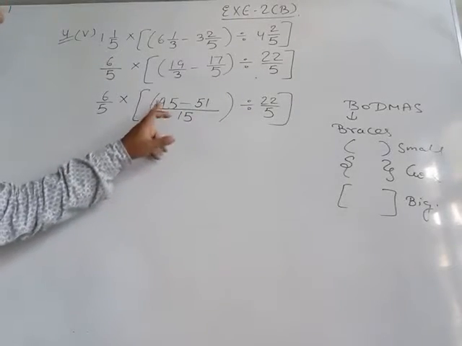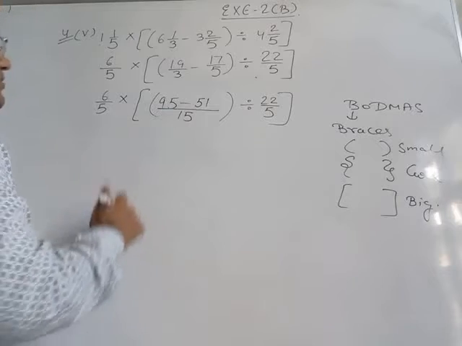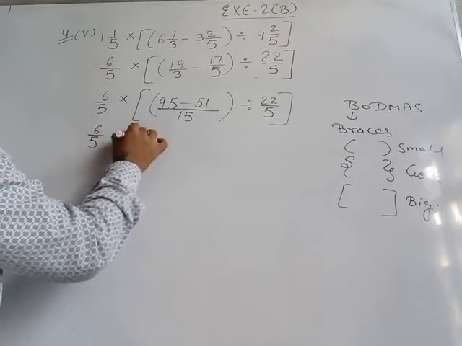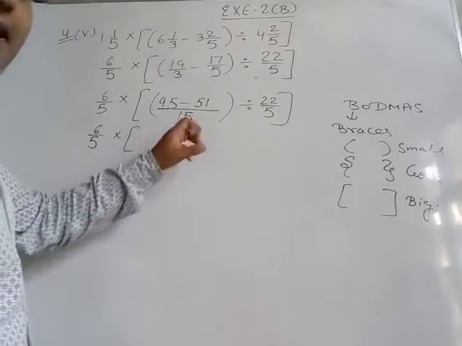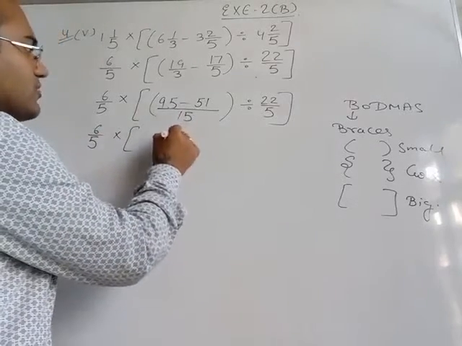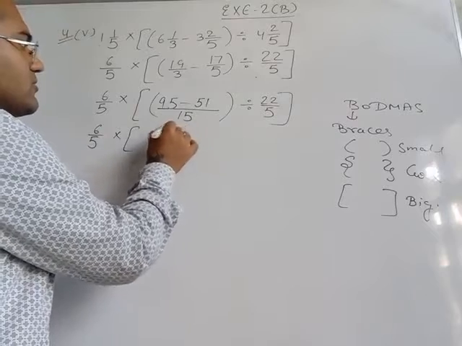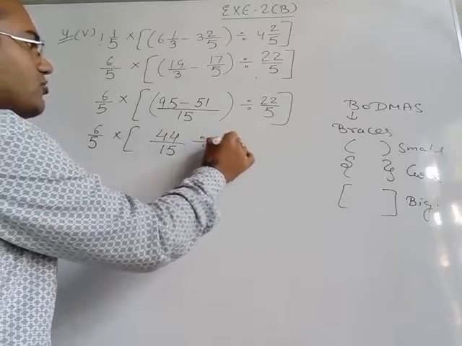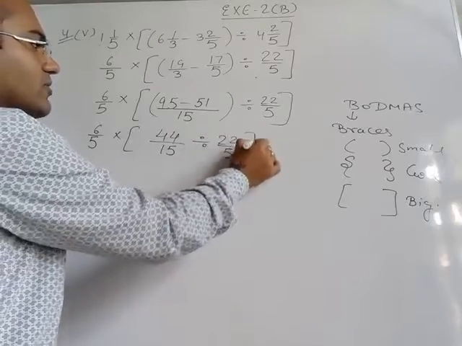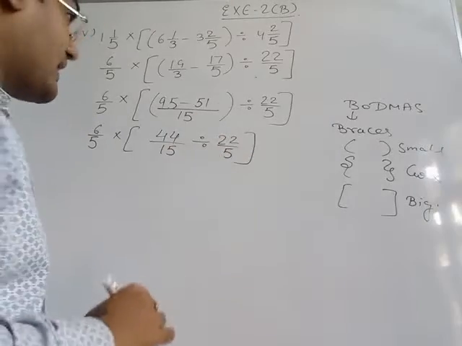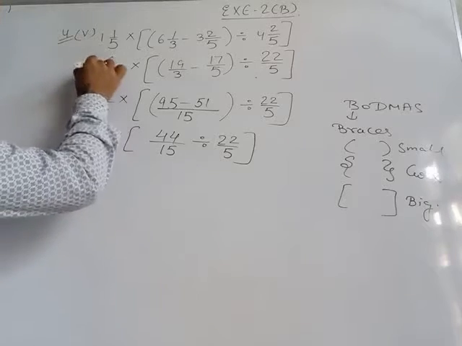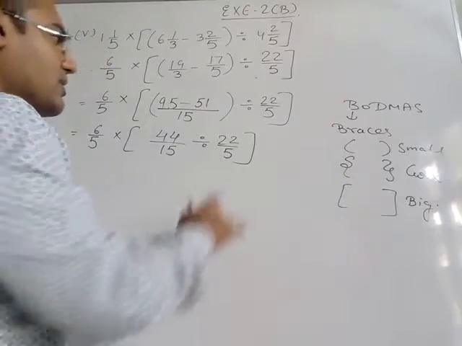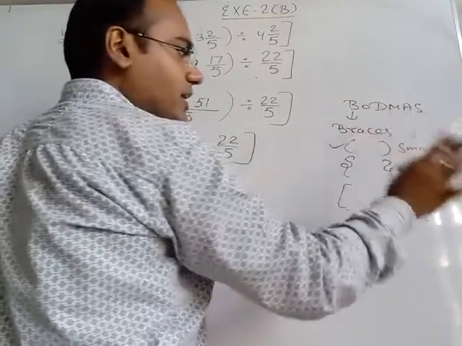Now we have to subtract these two numbers. 95 minus 51, when we do that, the answer will be 44 upon 15, divided by 22 upon 5, bracket close. Now in the next step, what we have to do: this divide sign we have to change into multiply according to BODMAS. This small bracket we have solved.